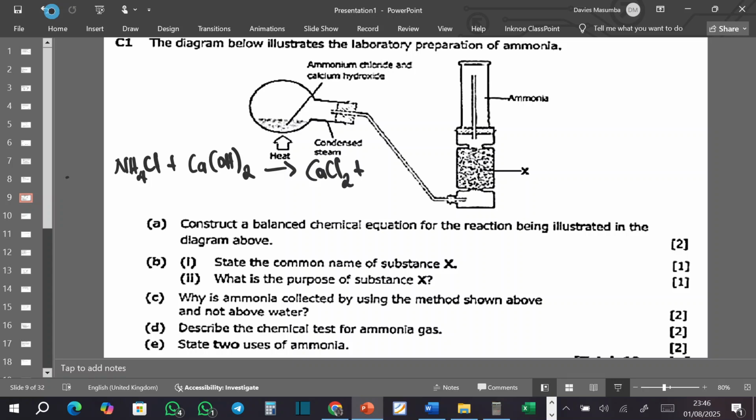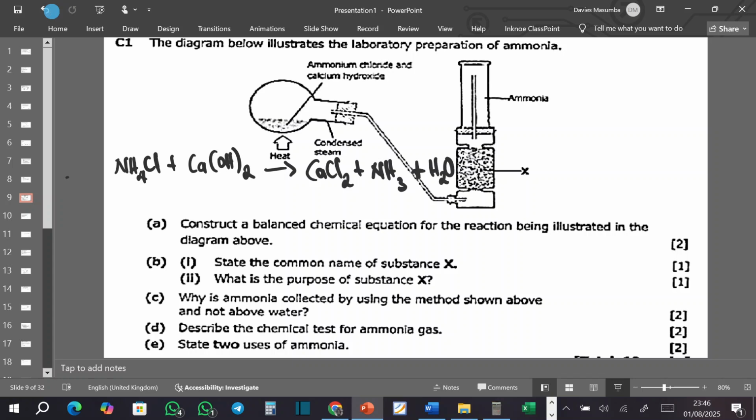Plus, then once you know there will be that salt, then go ahead to say there will be just ammonia gas, which is like this. Don't even go back to start looking at how they are going to be. No, go straight. And what? And water. That's how it is.